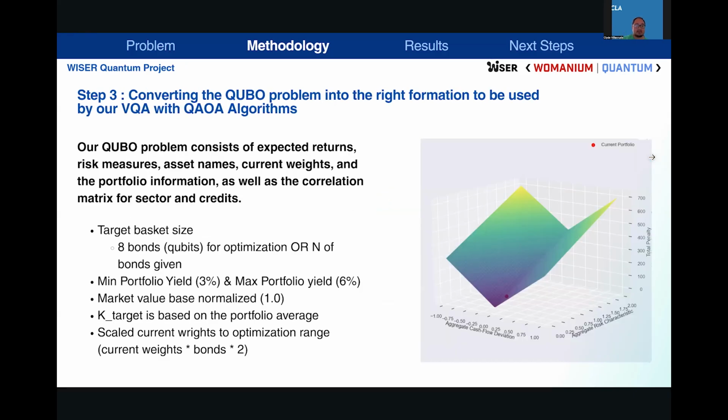So our step 3, we convert a QUBO problem, which consists of expected returns, risk matrices, asset names, and current weights, as well as the matrix for sectors and credits. We did this because we want our target basket size, which is 8 bonds or 8 qubits, for optimization, or number of bonds given. Portfolio has like 1,000 and our risk is around 200. So that it doesn't relate that much in terms of quantum and classical.